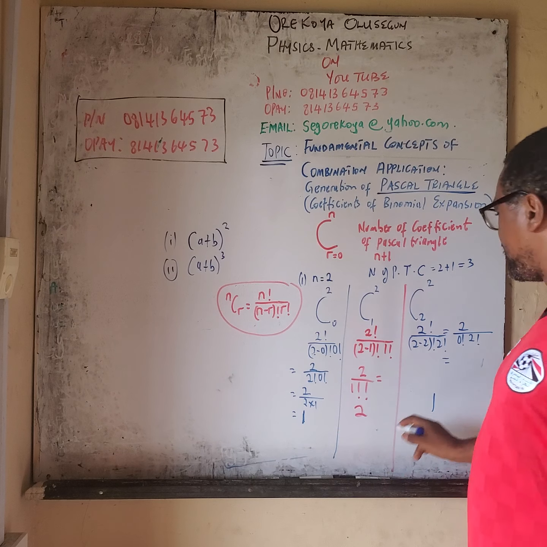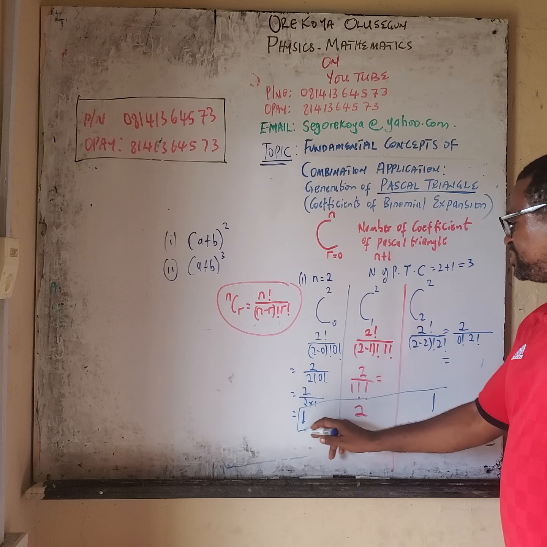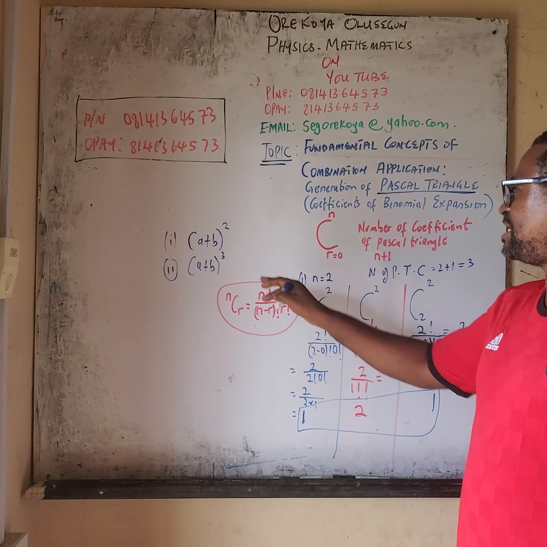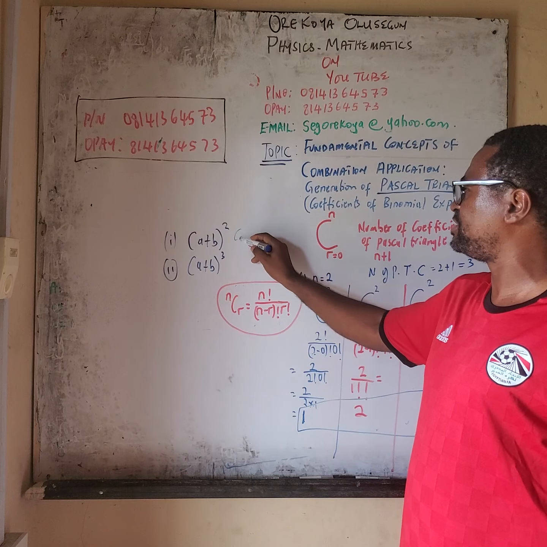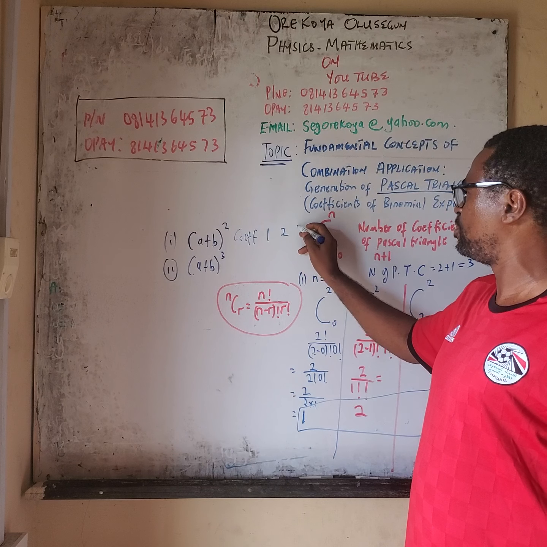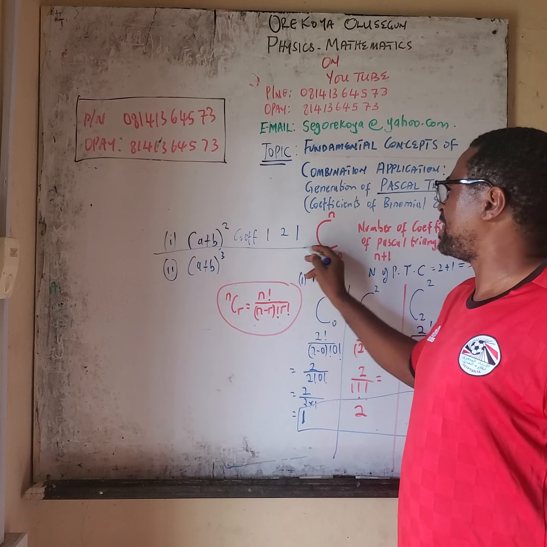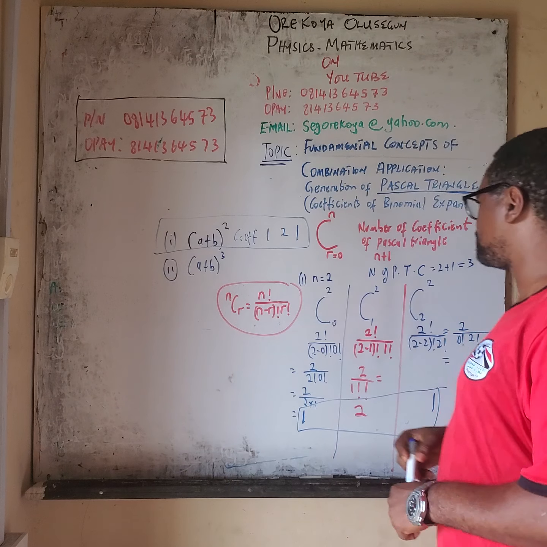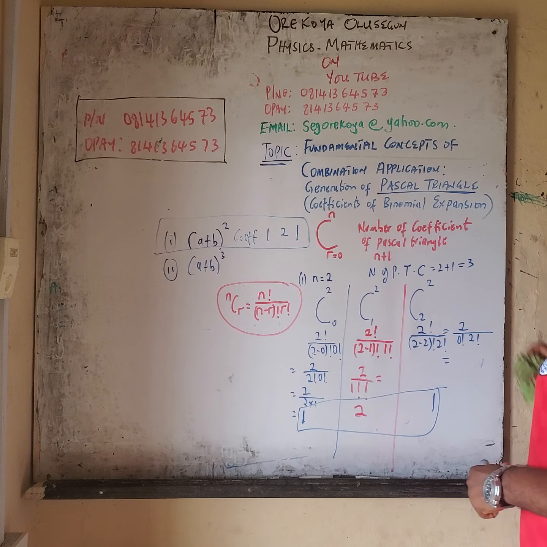So what we have here now is the coefficient of the Pascal triangle. So the coefficients now for this case 1 is 1, 2, 1. That's the coefficient. Now let's go to the case 2 here.